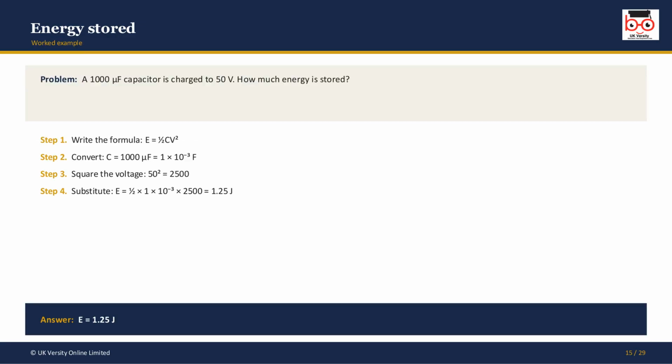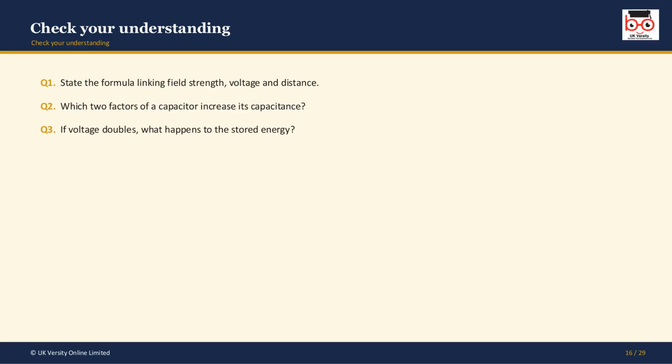Let's calculate a stored energy. A 1000 microfarad capacitor is charged to 50 volts. Energy equals 1/2 times the capacitance times the voltage squared. Write the capacitance as 1 times 10 to the minus 3 farads and square the voltage. 50 squared is 2500. So the energy is 1/2 times 10 to the minus 3 times 2500, which works out to 1.25 joules. Let's pause for a check.